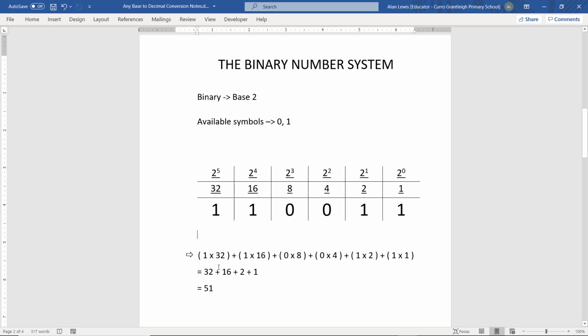And if I add that up, I get 32 plus 16 plus 2 plus 1 gives me 51. So there I've just shown you how to convert a binary number into a decimal number. Binary 110011 is equal to 51 in decimal. Okay, so that is the second number system that we've just learned about. And obviously binary number systems we have to know because computers use binary number systems.